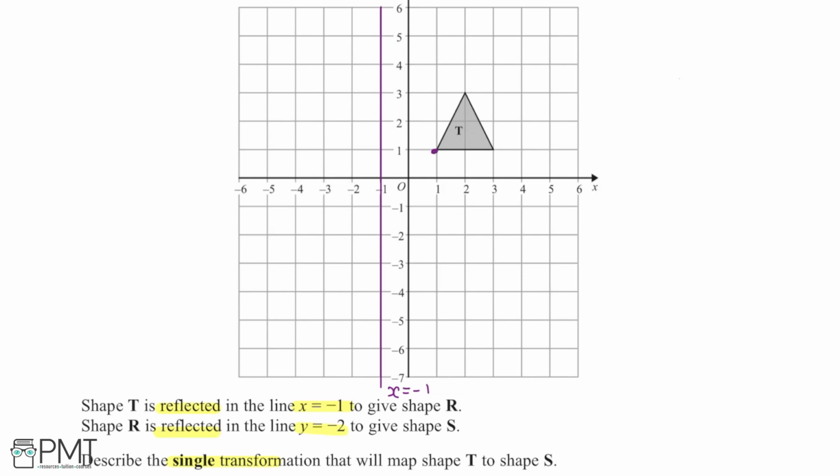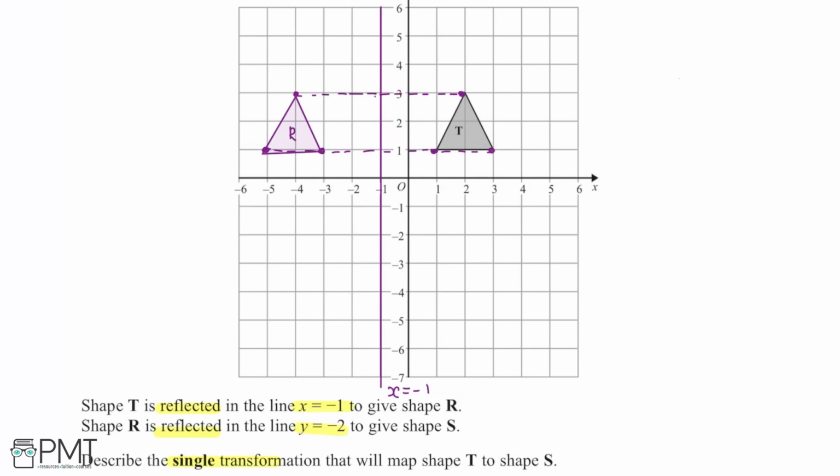So this point here is going to be 2 squares away from this line. So when it's reflected, it's going to be 2 squares on this side. This point here is 2 further away, so 2 further away. And then finally the top point is going to be 3 squares away from the line, so 3 squares to this side of the line. And then I can redraw in the lines, and that will leave me with my shape. And then I can label this one up as R. So T's been reflected in the line x equals -1, and that's given us shape R.